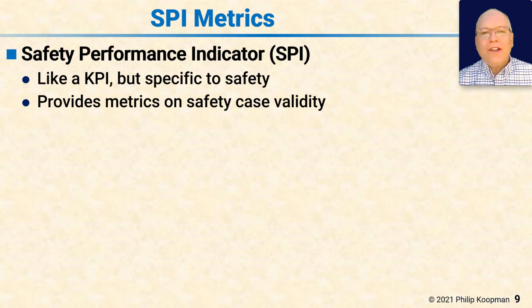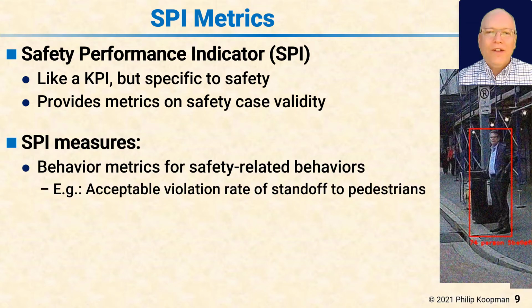4600 also has a section on metrics. These are safety performance indicators, SPIs. They're sort of like KPIs, key performance indicators, but specific to safety. And what they do is they provide metrics on the validity of the safety case over the system lifecycle.